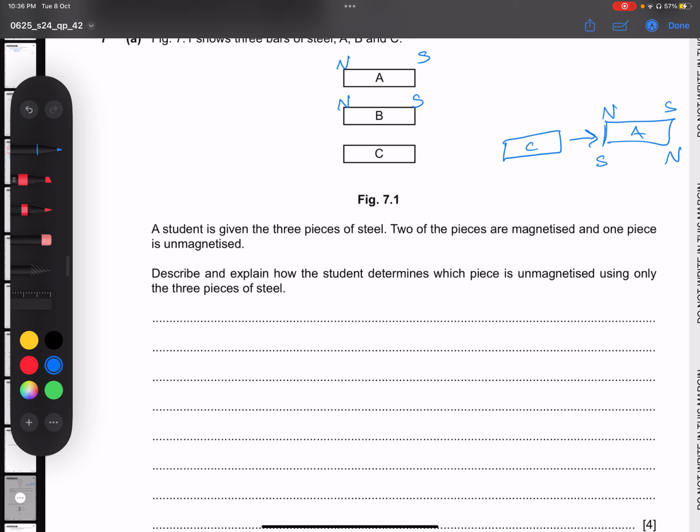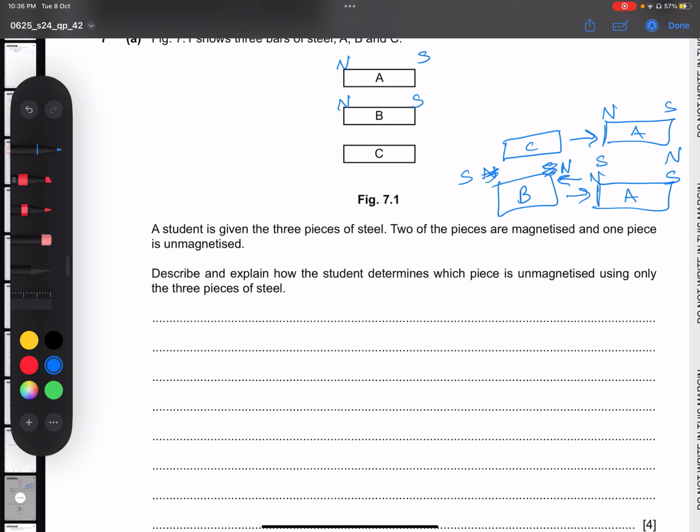However, for example, if B and A were the magnetized pieces, if I brought B here, B had N and S and A had N and S, this would attract. However, in the opposite direction of N and S, they would repel. You see, they would repel. So this means that the pieces can be figured out if they are unmagnetized when they attract to both sides of the magnetized piece. Okay, so how do we formulate a method with this?